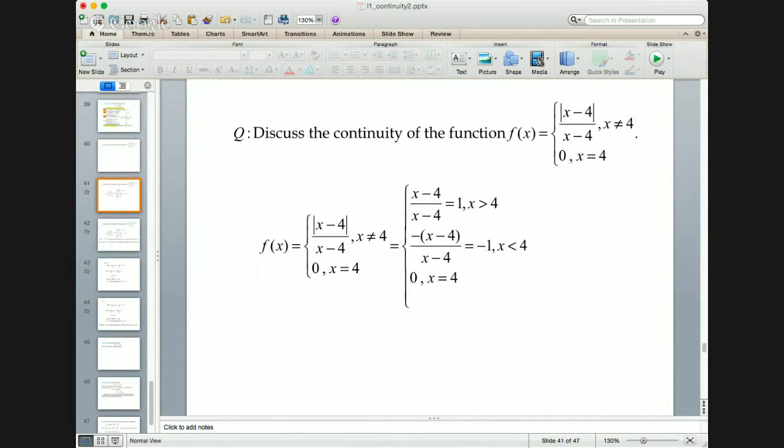Since Tanmay is with me, I'm going to take his help and ask him to give his understanding of what the function is like.